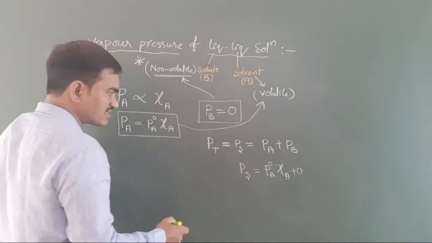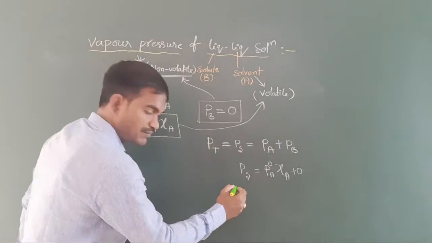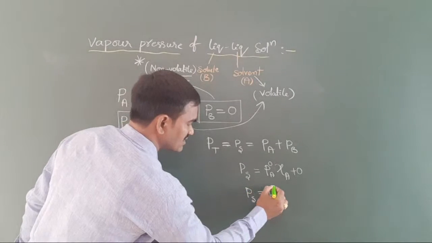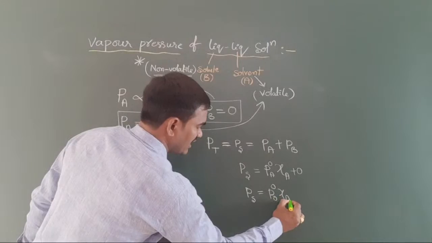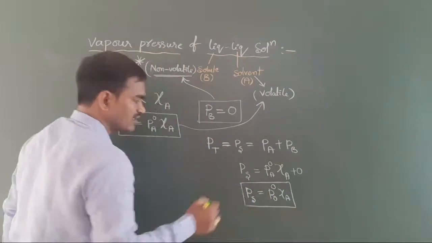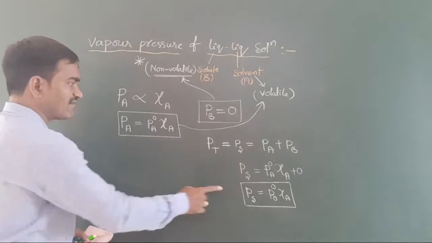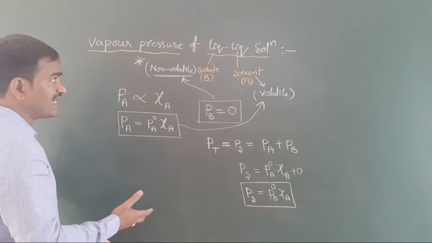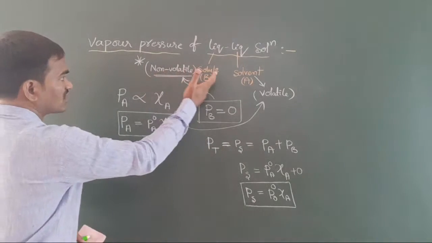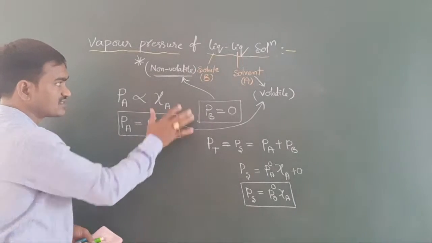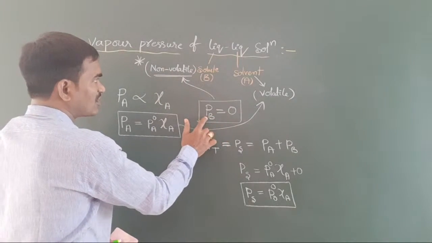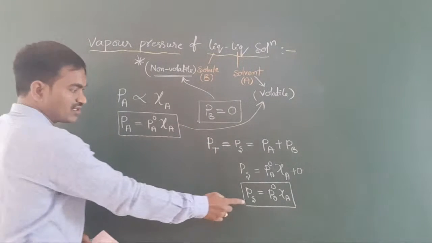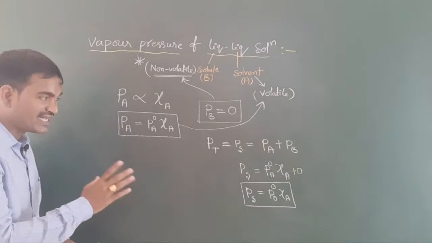Now you can see the overall step: P_S is equal to P naught A chi A. Have you got it? Up to here you should have clarity. Any doubt in this? We entered into the next case of Raoult's law, where the solution contains a non-volatile solute. Whenever it contains a non-volatile solute, the partial pressure of the solute would be 0 in the solution. So we substituted, and finally we got this one. Any doubt? Take it down.